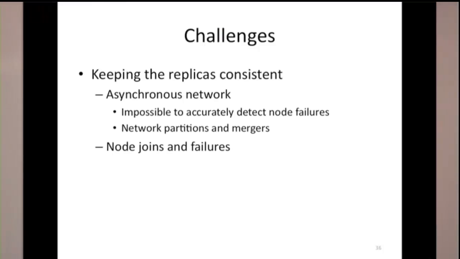Now the problem here is that your system is asynchronous. You don't know if a particular node has actually failed, or if you are just inaccurately detecting it as failed. So you can never be sure. Then there are network partitions and mergers. If there's a partition, you think that node has failed, but actually it's just a partition. That node is still performing its actions. Then you have nodes joining and failing all the time. It makes it difficult to achieve consistency.